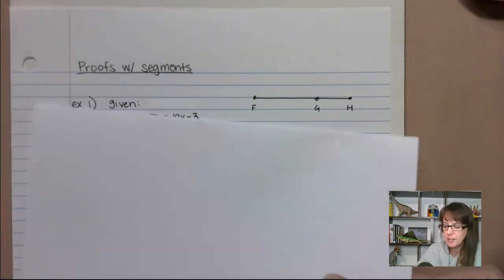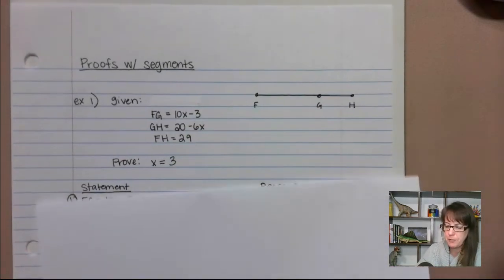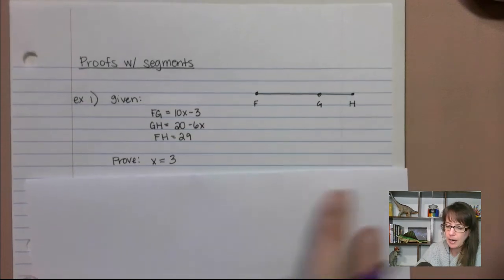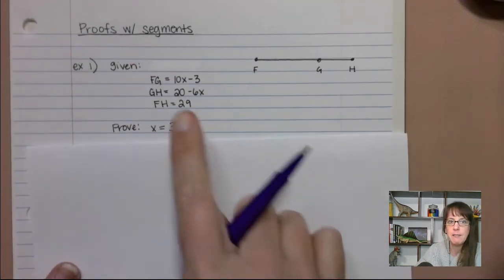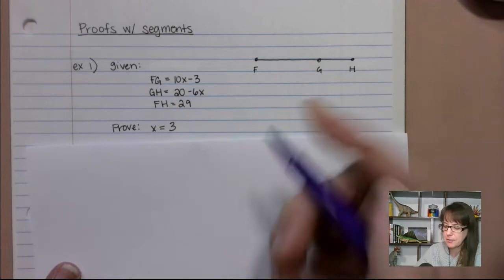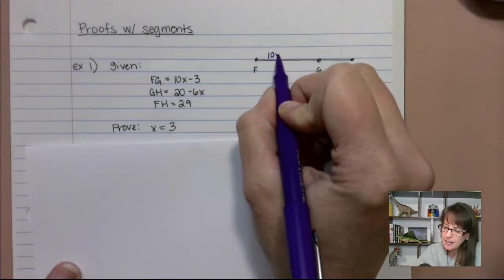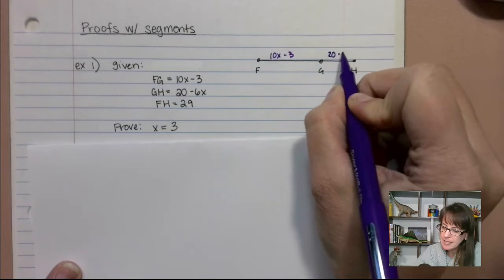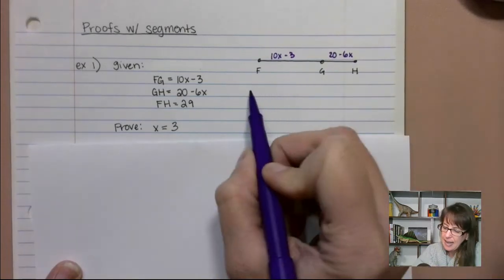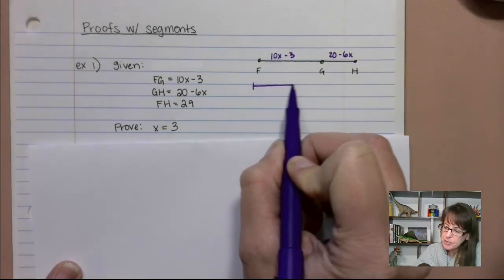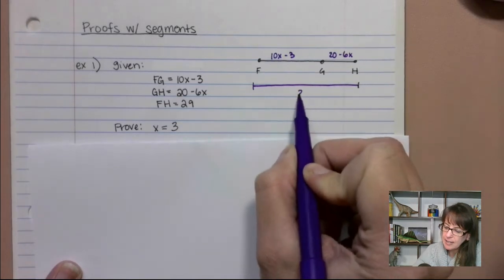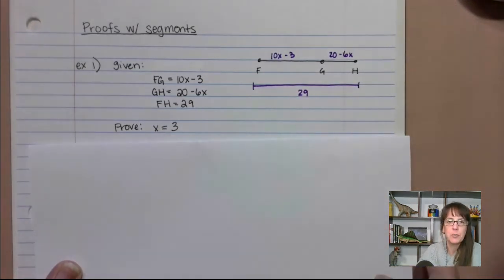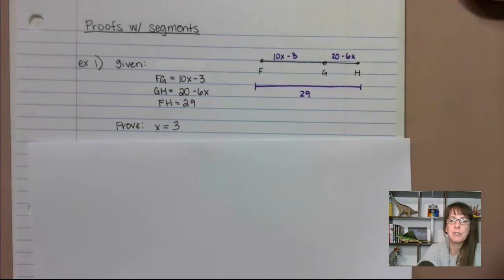All right, we're gonna talk about our first proof here. We are given this information. FG is 10x minus 3. GH is 20 minus 6x. And then FH is 29. Given this information, we would like to prove that x equals 3.